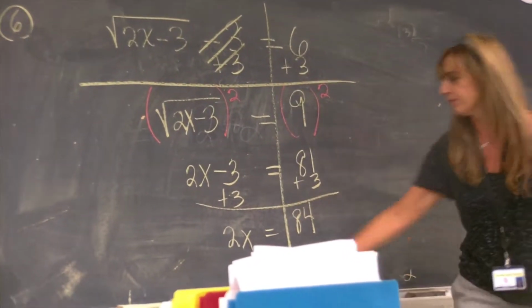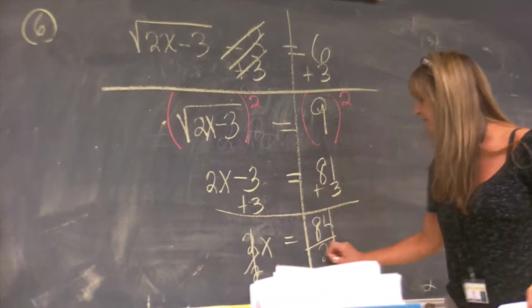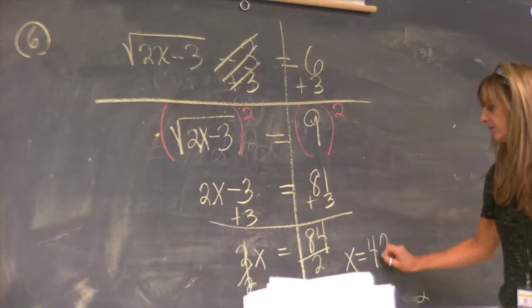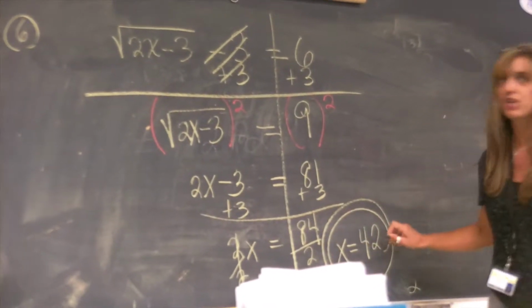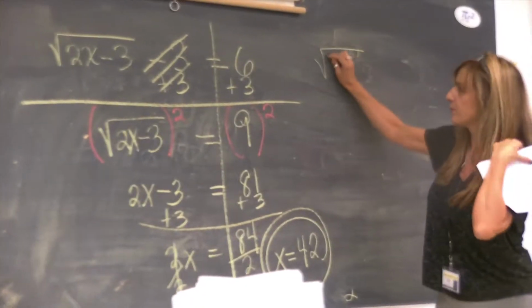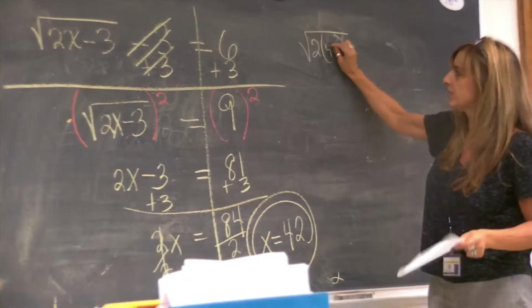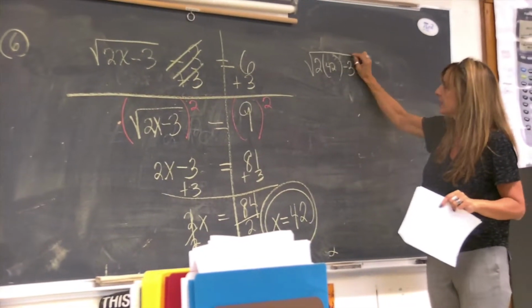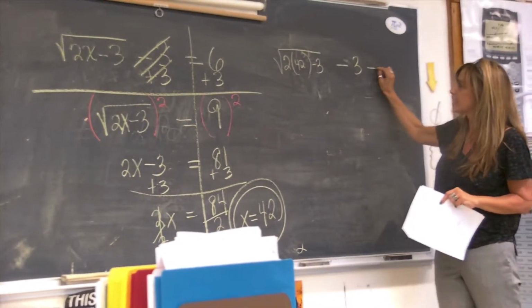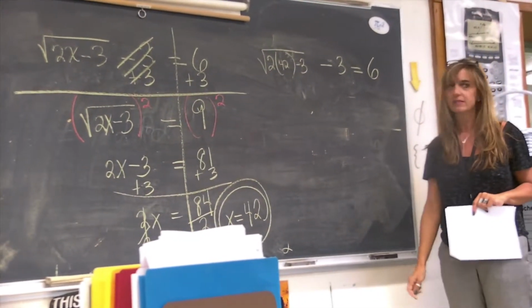84, 2x equals 84, and then divide by 2. And you get 42. Now you check it. The square root of 2 times 42, subtract 3, has to equal 6. Does it work?